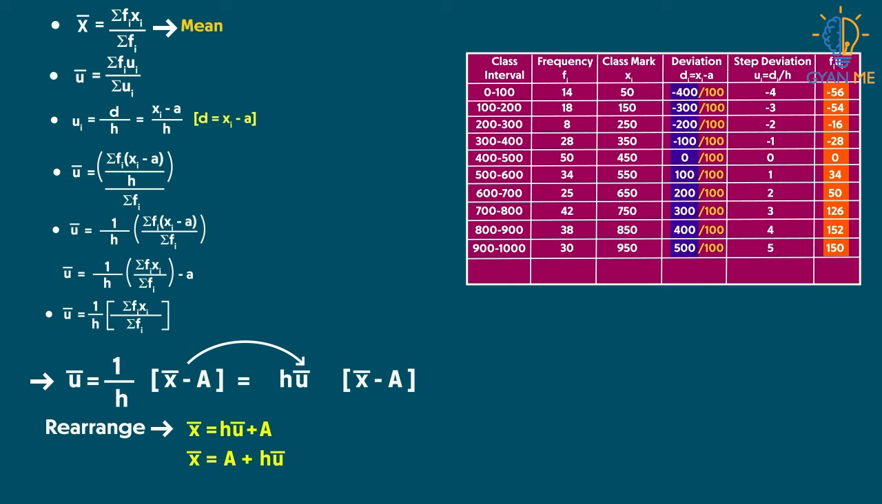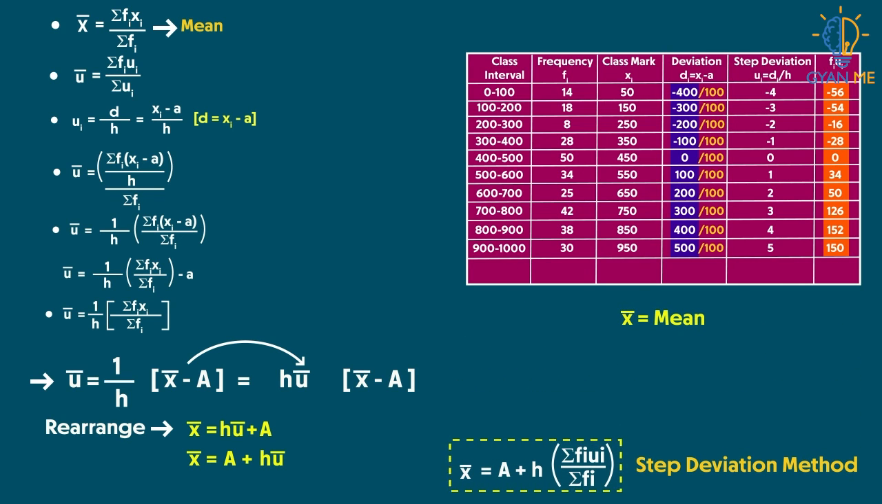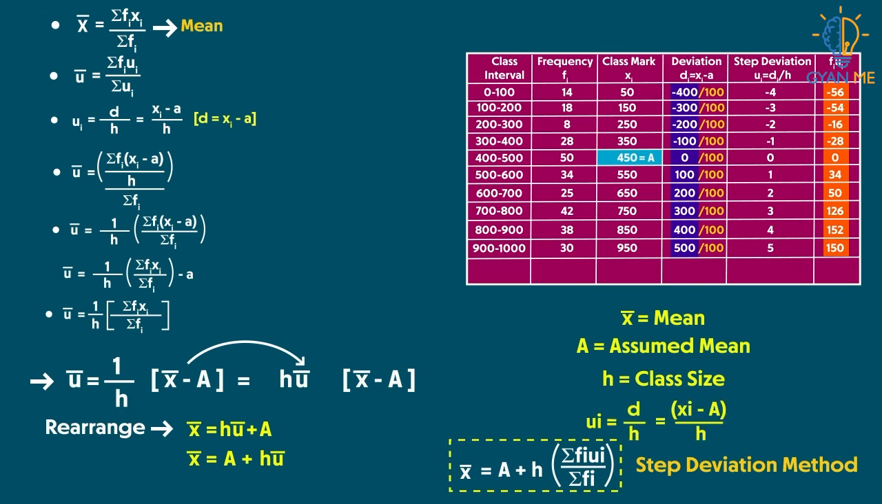Now again substitute the formula of u bar, that is sigma fi ui upon sigma fi, and we get the final formula to find mean using step deviation method. So here x bar is the mean of the original data, a is the assumed mean, h is the height of class, that is class size, and ui is d by h, where d can be calculated using xi minus a, and put all these values in the formula from the given data and calculate the mean.